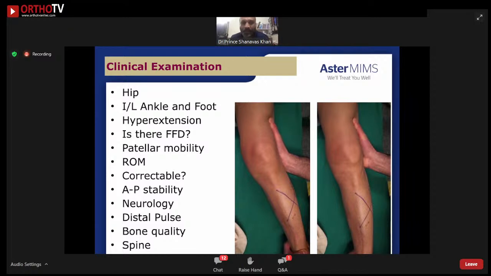in a cruciate retaining knee. Look for hyperextension, look for any fixed flexion deformity, look for patellar tracking, range of motion. And the most important thing is whether the deformity is correctable or not, because if the deformity is correctable, we may get away with the usual implants. But if it is not correctable, we have to arrange constrained implants also.